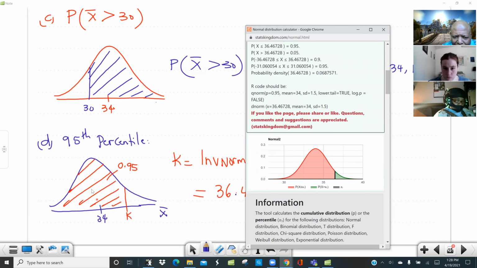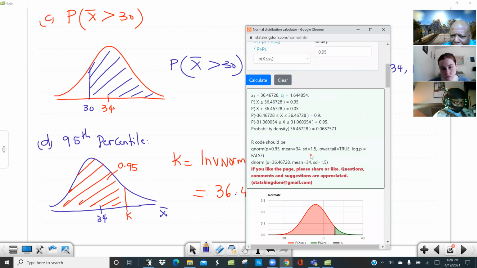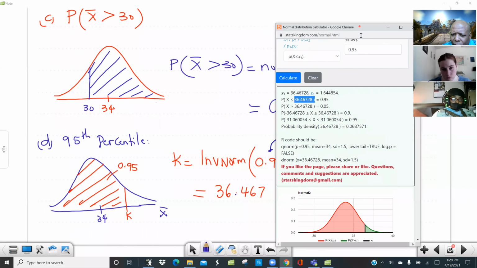And you see this picture that I have here is similar to what I have in the calculator. Matter of fact, if I come down here, the value is 36.467 something. Because it's saying that the probability of going to the left of this number is 0.95. So that's the 95th percentile, 36.467.